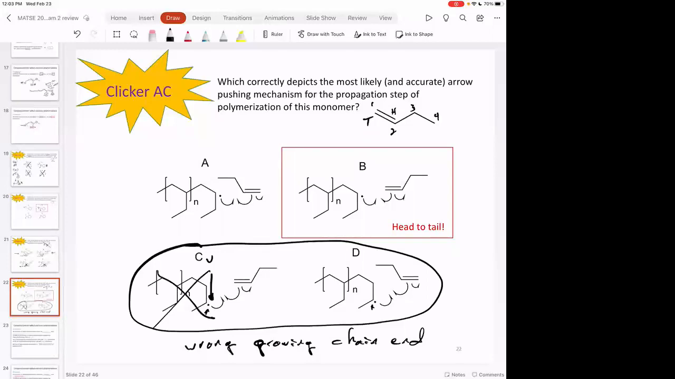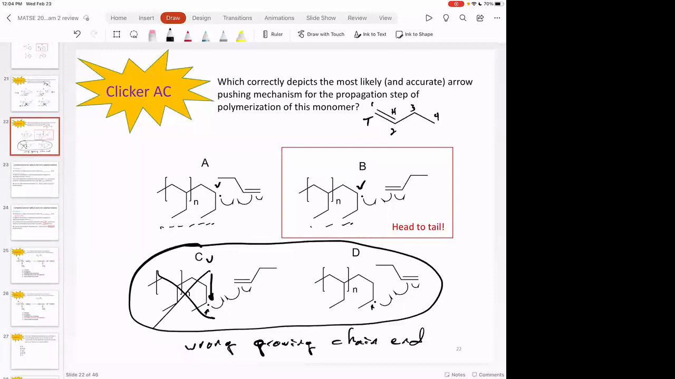You notice both A and B have the right growing chain ends. So that's good, because the growing chain end is sitting on the head. That's fine. It's just that the addition of the monomer is wrong in A. So it's tricky. Where's the head? Where's the tail? Where does that active chain end go? That's all important. Other questions, comments?